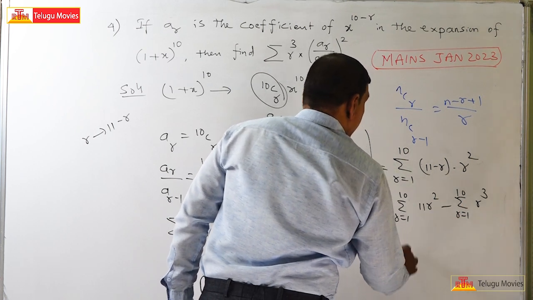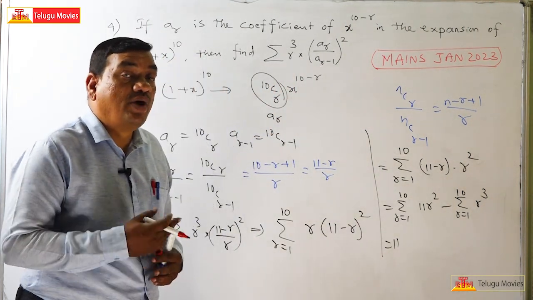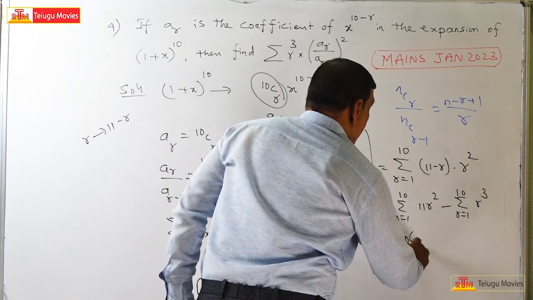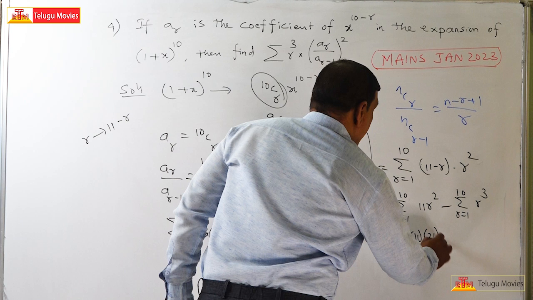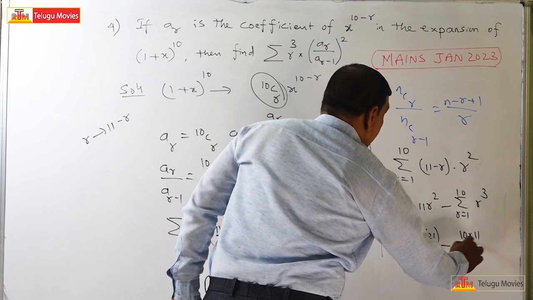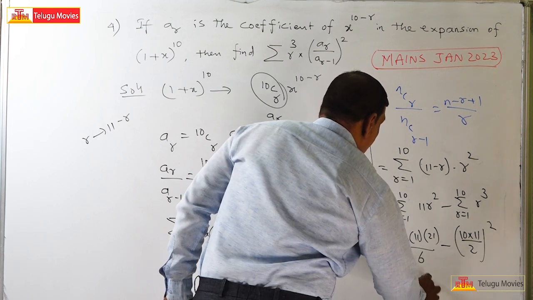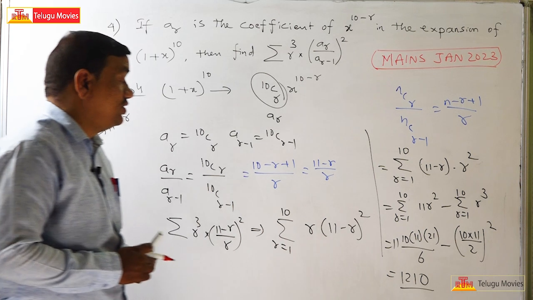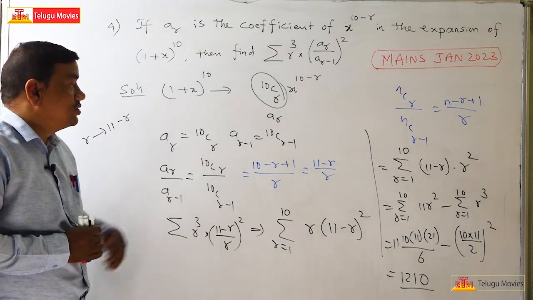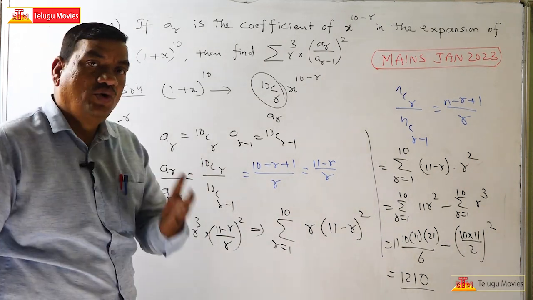So, this is 11 into sigma r square minus sigma r cube. Sigma r square means n into (n plus 1) into (2n plus 1) by 6, where n means 10. So, 11 into 10 into 11 into 21 by 6 minus (10 into 11 by 2) whole square. You calculate this, and you will get the answer. Understand this? Okay. I hope that you understand this problem. Let us move to the next problem.